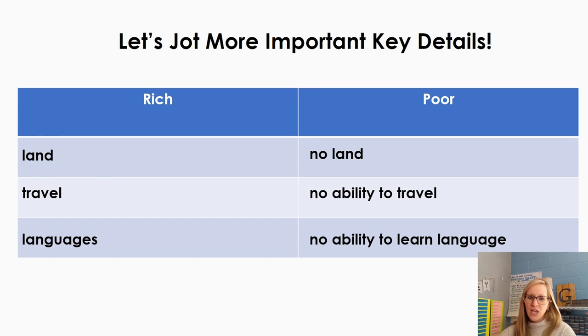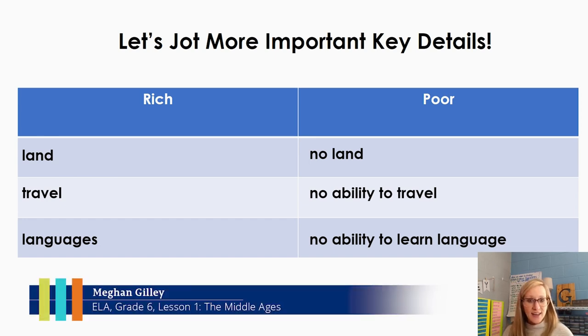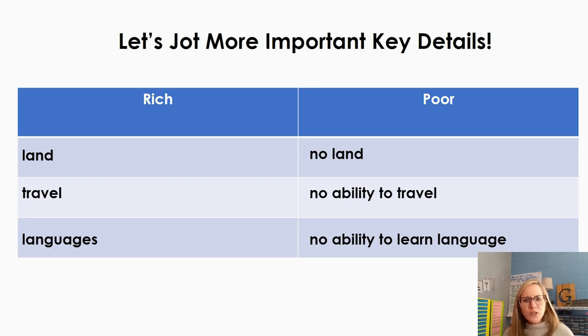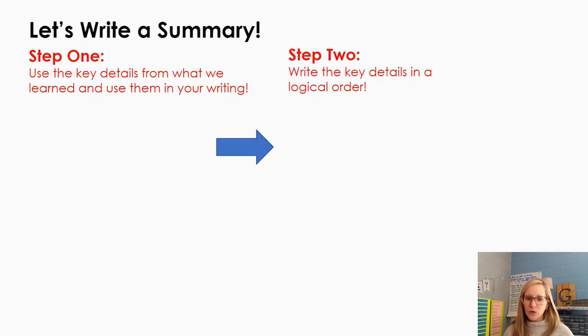So really good readers take evidence from the text and support it by highlighting it as we read. Then we can take that information further and ask ourselves, well, what was the most important information from today? We can jot it into charts like a T-chart, like the two we just made. And the last thing that we're going to do is to write a summary. And we're going to write a summary over those most important details.